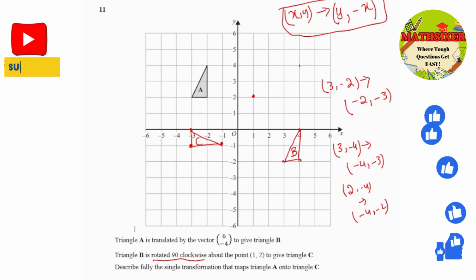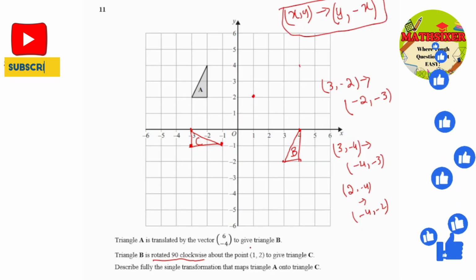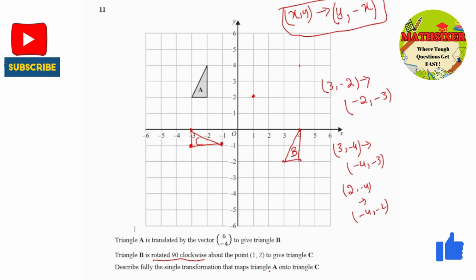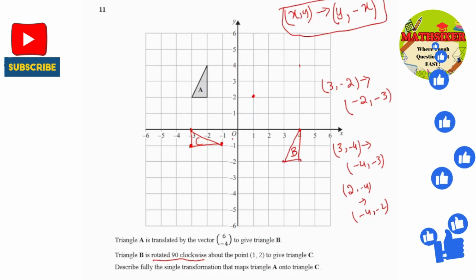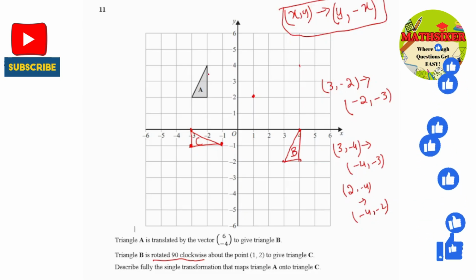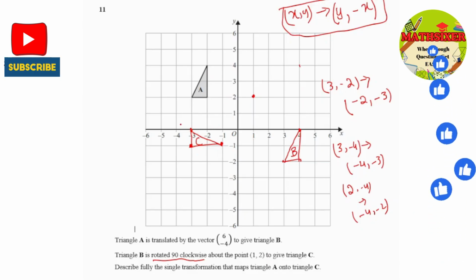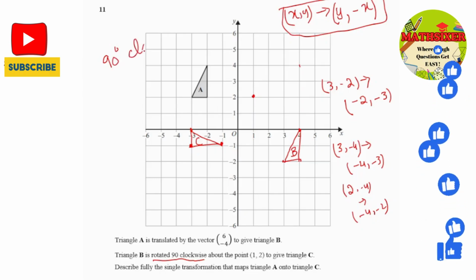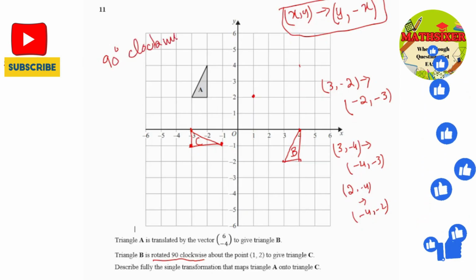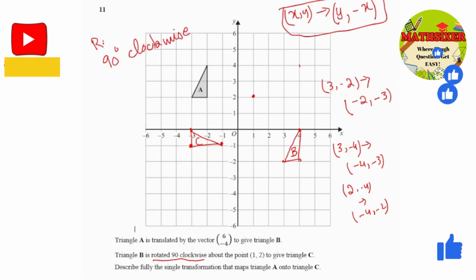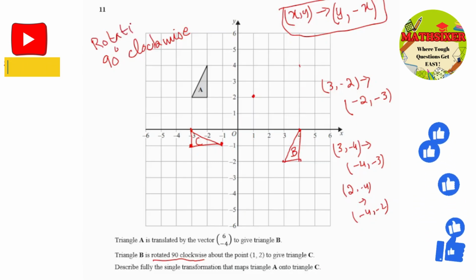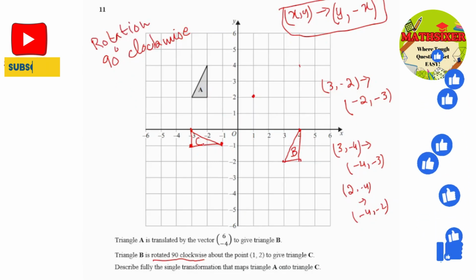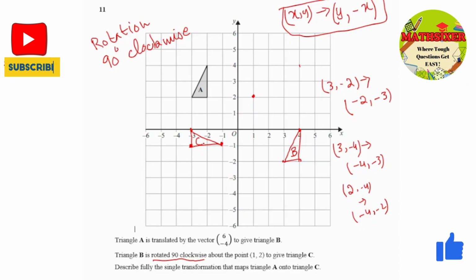Okay, so now they're asking this question: describe fully the single transformation that maps triangle A onto triangle C. If you look at this one, this triangle is rotated 90° clockwise. So the first point is 90° clockwise, and the transformation is called rotation.